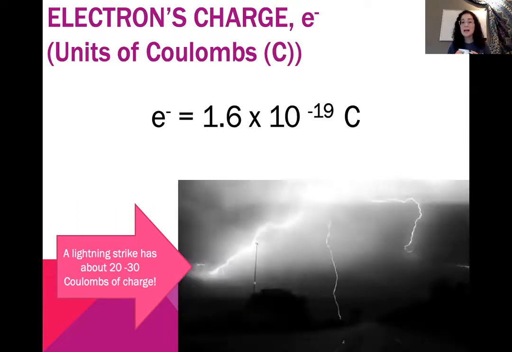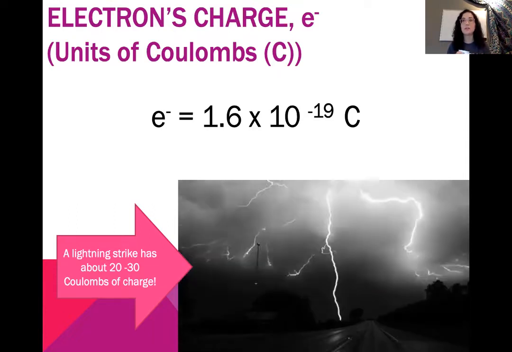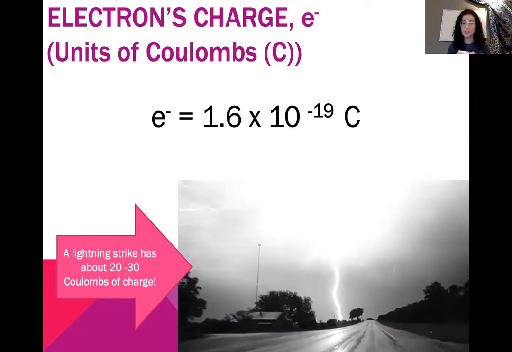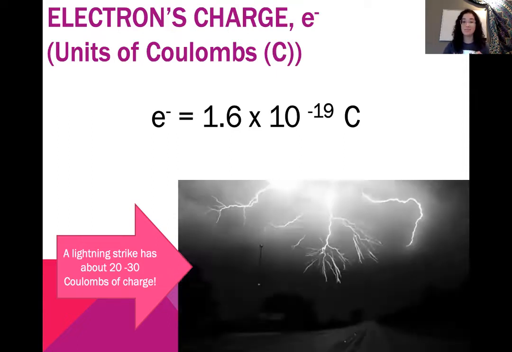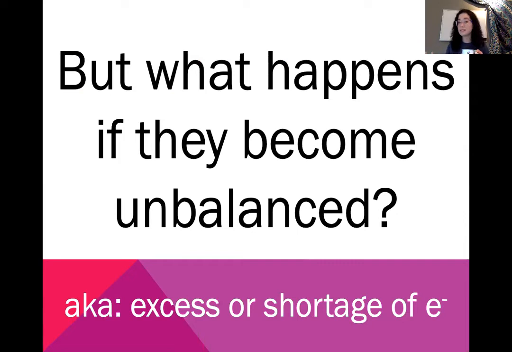For reference, a lightning strike has about 20 to 30 full coulombs of charge. That's a whole lot of electrons. So, I said these charges are usually balanced, but what happens if they become unbalanced, aka we have an excess or a shortage of electrons? Pause the video, jot down what you think might happen.